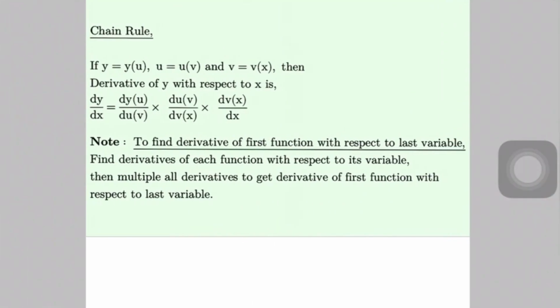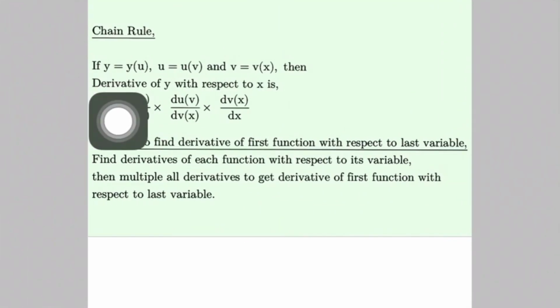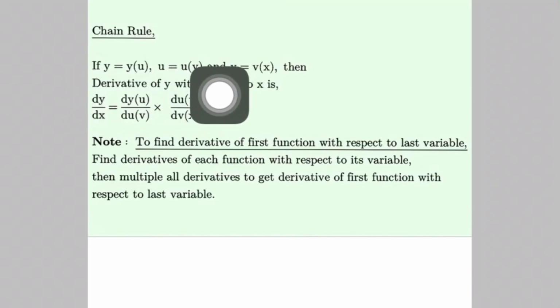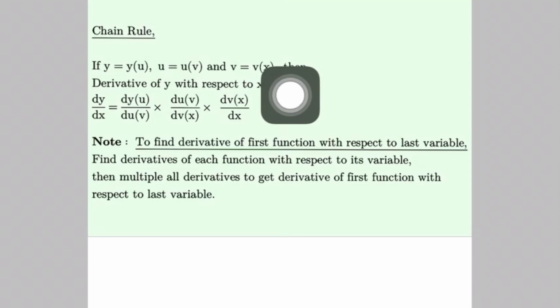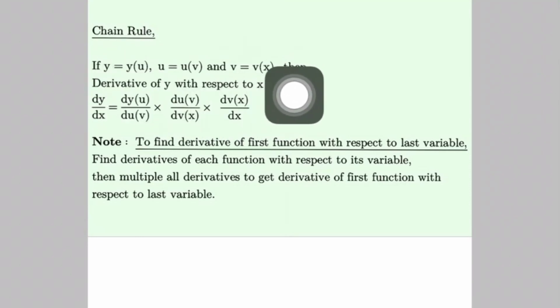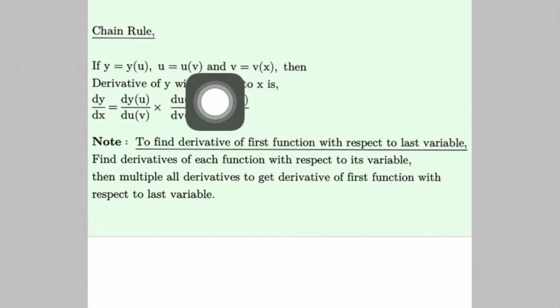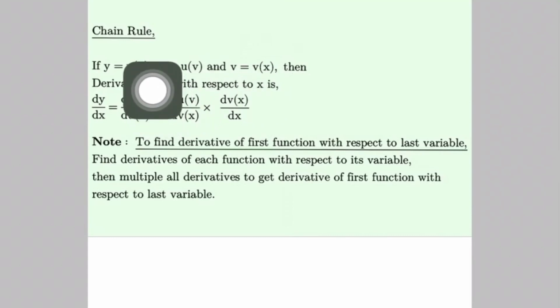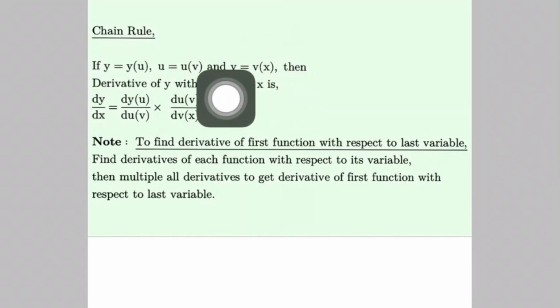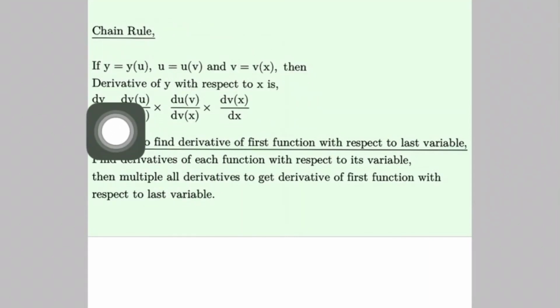But in the case of chain rule, it is a little bit different. In chain rule, there can be many functions. For example, y is a function of u, u is a function of v, and v is a function of x. So ultimately y is a function of x, but x is not directly related to y. First of all, x is related to v, v is related to u, and u is related to y. So if we have to find the derivative of y with respect to x, we have to use the chain rule. How? Let me show you.